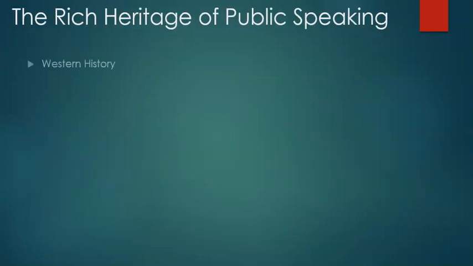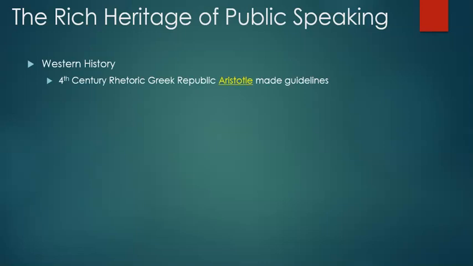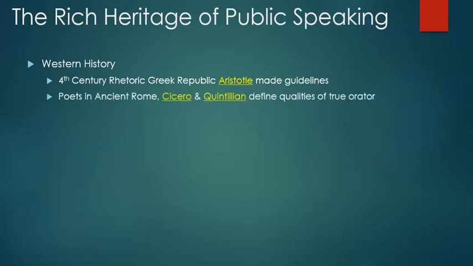Rich heritage of public speaking in Western history. In the 4th century, rhetoric in the Greek Republic, Aristotle made guidelines. In ancient Rome, Cicero and Quintilian defined the qualities of a true orator. We'll talk about them later.